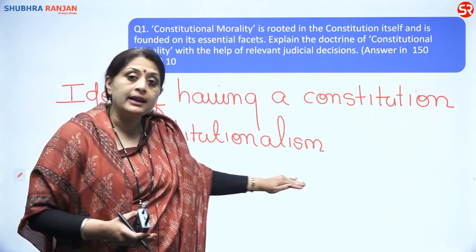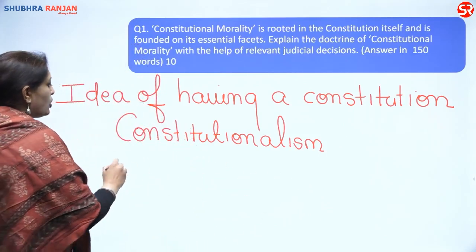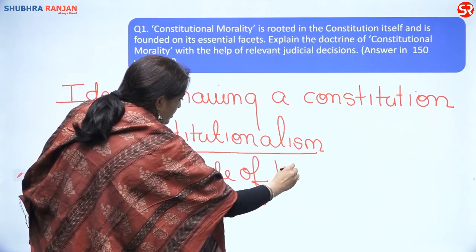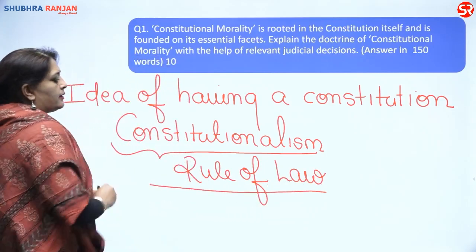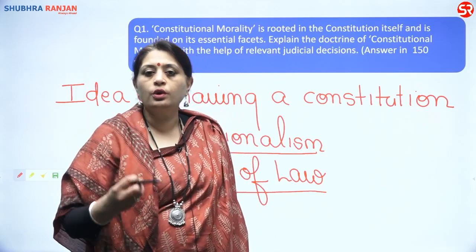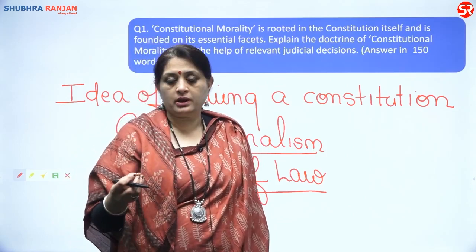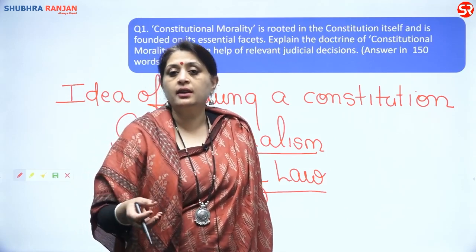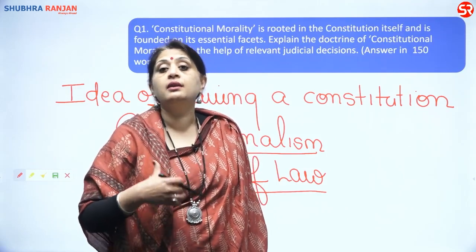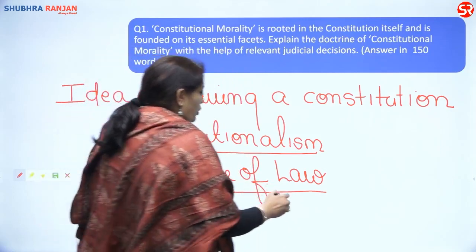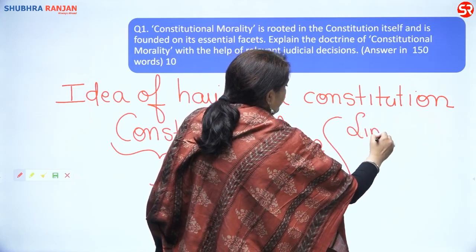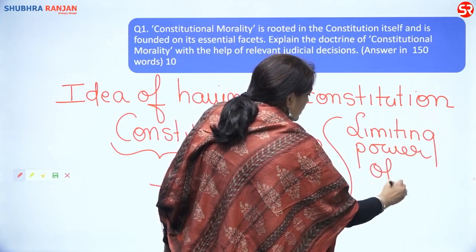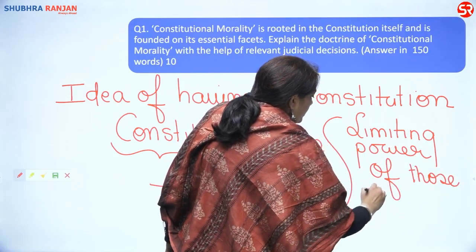Fine. And what is the idea of constitutionalism? The idea of constitutionalism is rule of law. Fine. And what is rule of law? The rule of law is that the men in power should not be misusing the authority. They should be using their authority for the purpose for which it has been granted. So the rule of law means you are limiting the power of those who hold public offices.